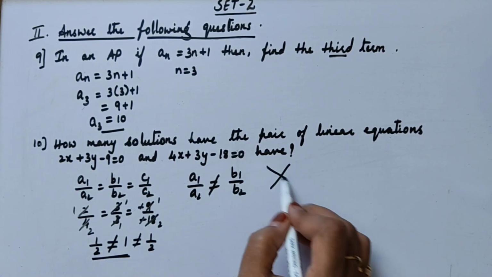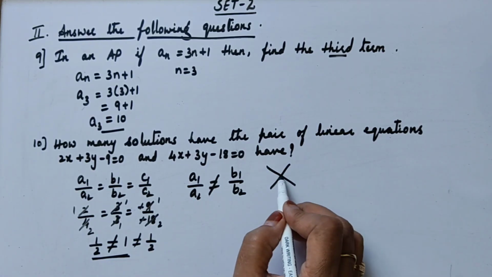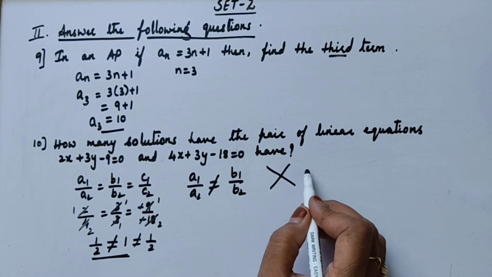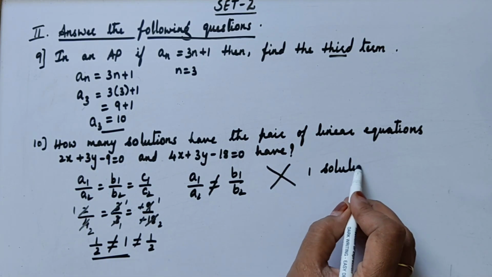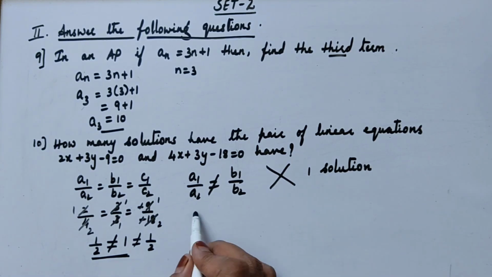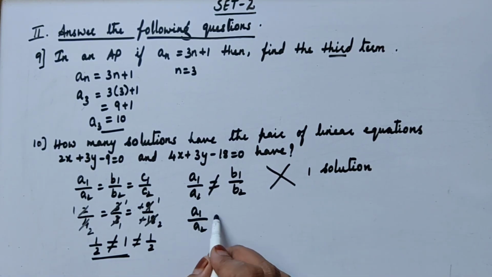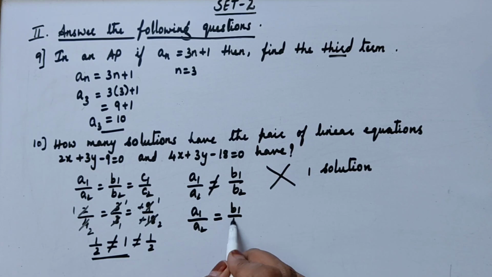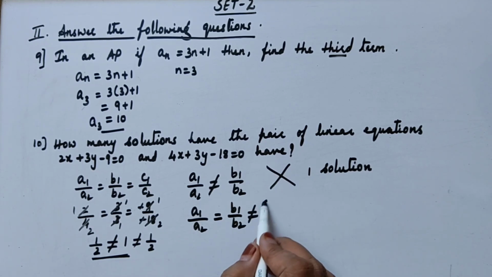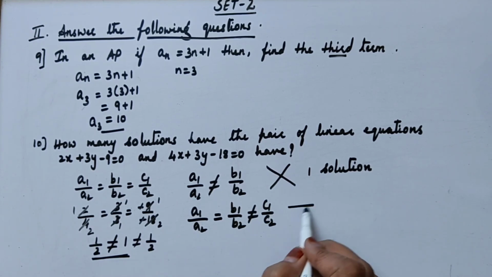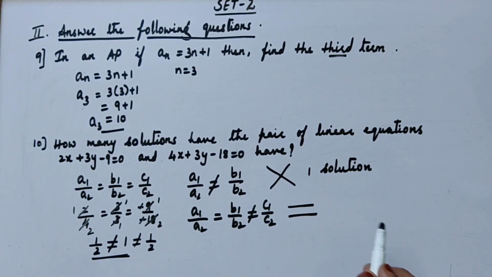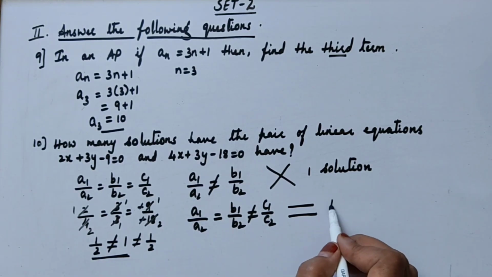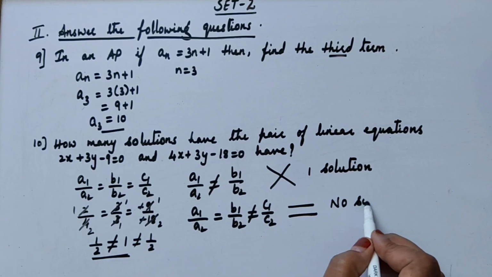We say it is intersecting lines. Intersecting lines means it is meeting at only one point. So it has got one solution. Now a1 upon a2 is equal to b1 upon b2, which is not equal to c1 upon c2. These are parallel lines. You can see that parallel lines are not intersecting with each other. So we say it has got no solution.